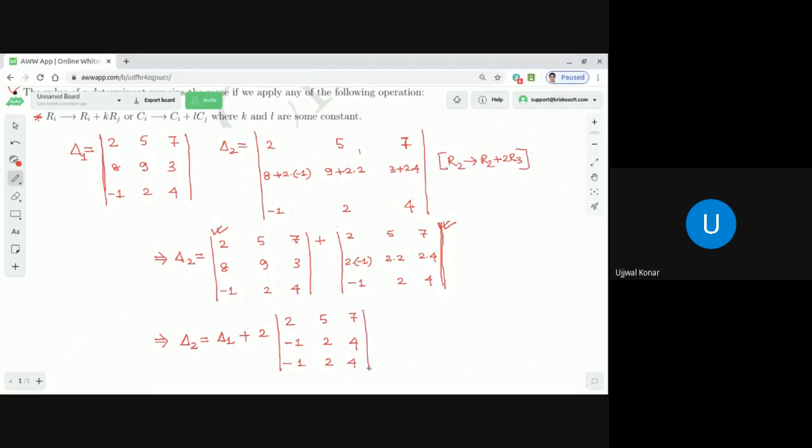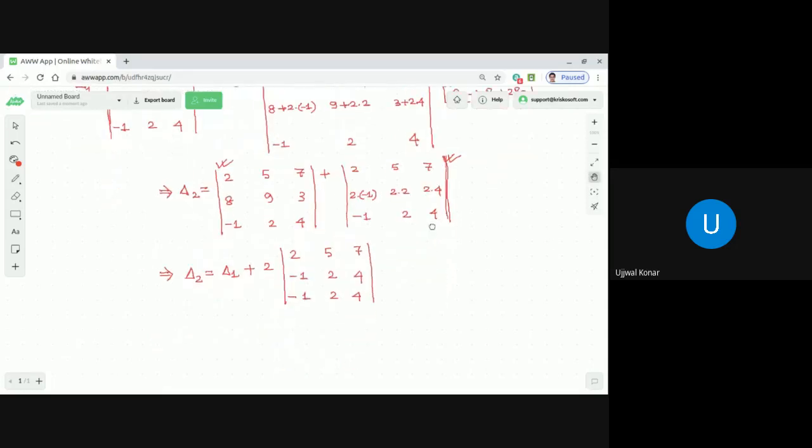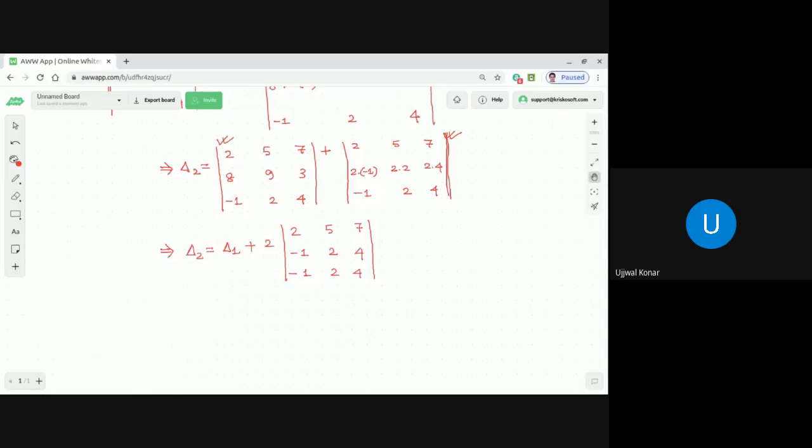Now, dear students, we learned one property today, that if any two rows or any two columns have identical elements, that means the corresponding elements are the same, then the value of the determinant is 0. So what we see here, dear students, the elements in the second row are exactly the same as the elements in the third row. So the value of the determinant is 0. So what are we getting out of it? From here, we get delta 2 is equal to delta 1 plus 2 into 0. That implies, dear students, that delta 2 is equal to delta 1.